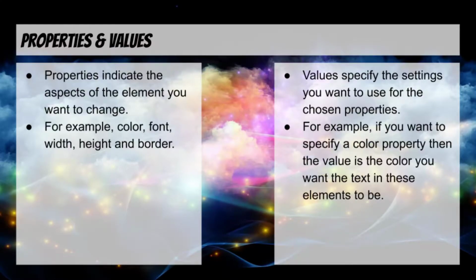So properties and values. Properties indicate the aspect of the element you want to change, like color and font and all that other good stuff. And the values specify the settings. So if you want to specify a different color property, then the value of the color you want the text in these elements to be, you could change that too. That was part one, and it's pretty easy to understand, right? Selector, declarations, properties, values. You're just applying styles to HTML. That's all you're really doing.